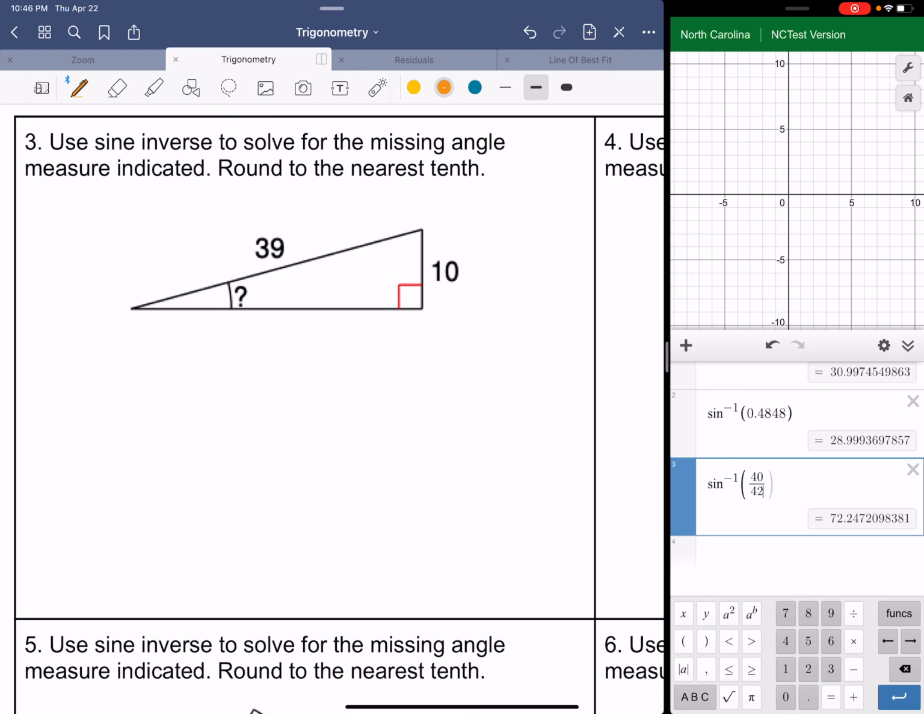Okay, number 3. Again, I'm going to label this as x. We have the opposite side and the hypotenuse. So we're going to use sine of angle x is equal to the opposite, 10, over the hypotenuse, which is 39. Now to get x by itself, take the inverse of sine.